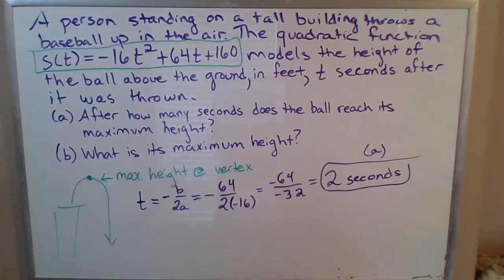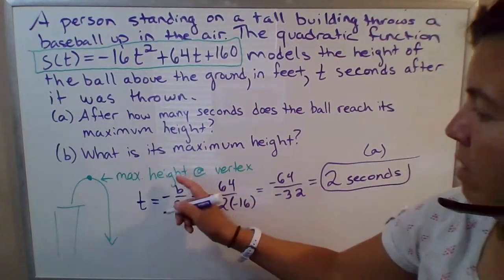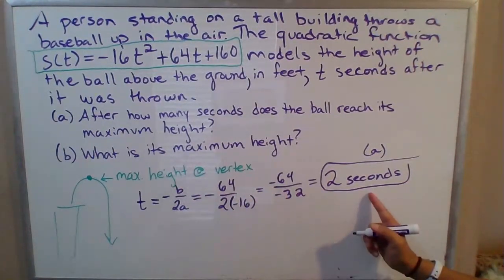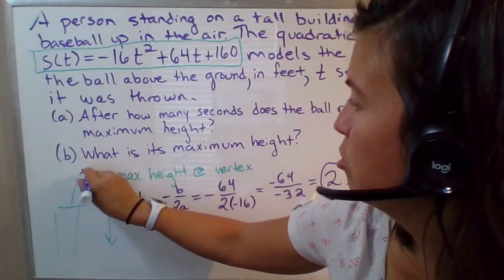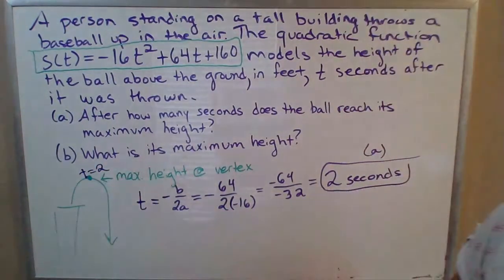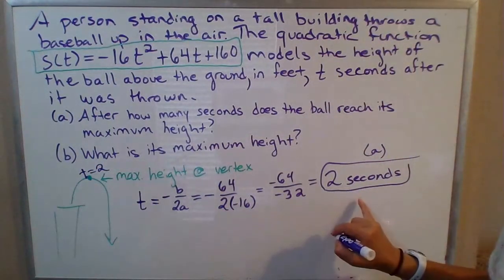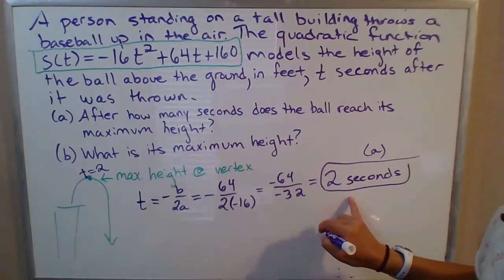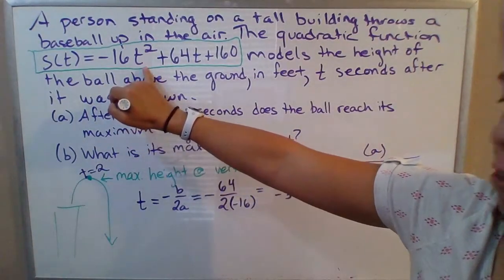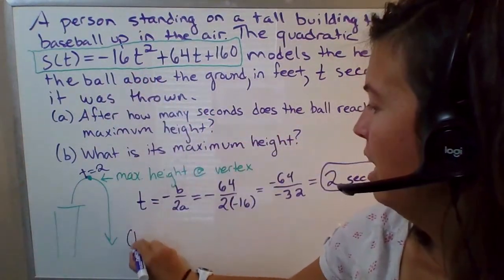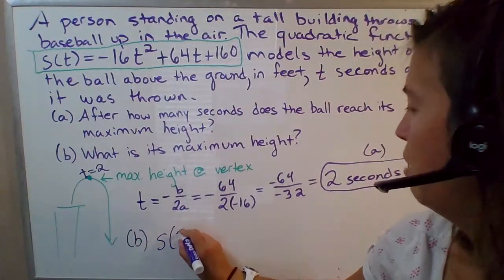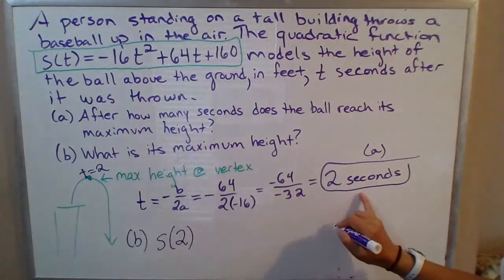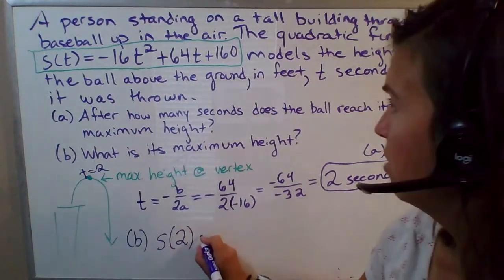Now part B, what is the maximum height? Well, the maximum height will be whatever the height is at 2 seconds. We just figured out that you reach this vertex when t equals 2. So in order to find that maximum height, we can just take this value for t and plug it into our height function. So the answer to part B is just to take that function that gives the height and plug in the negative b over 2a value, in this case 2 seconds.